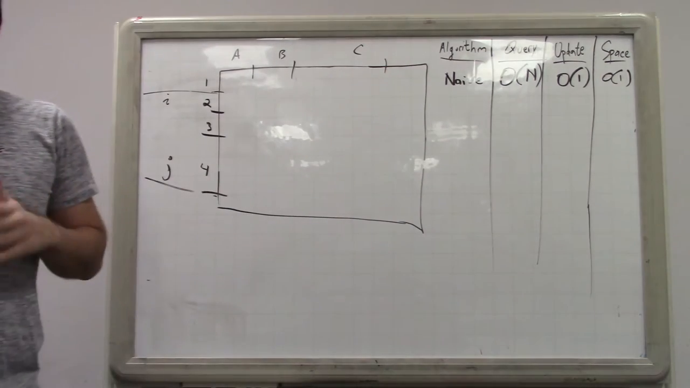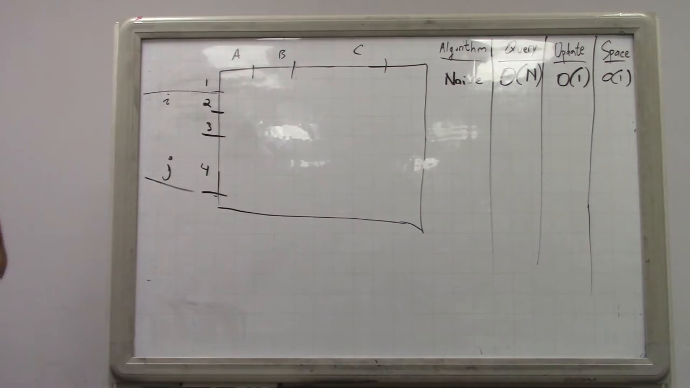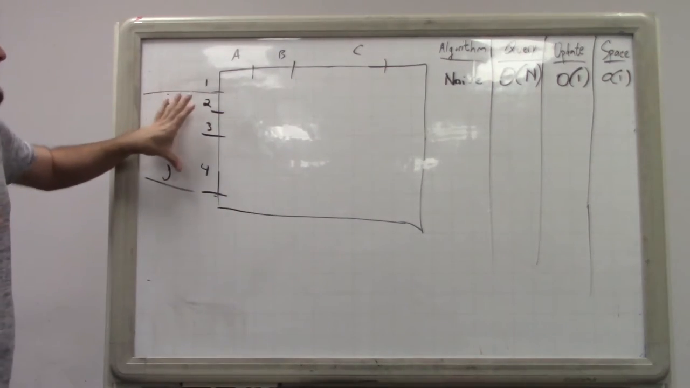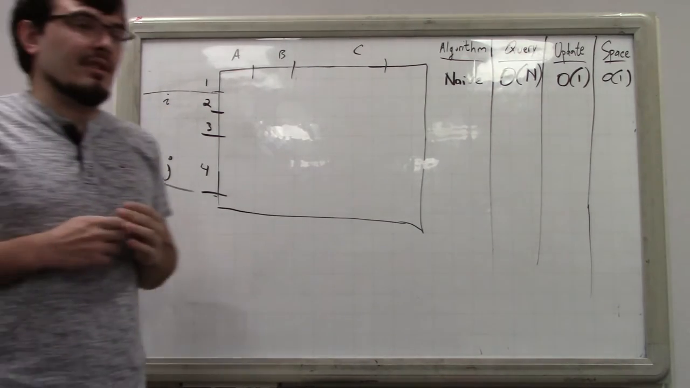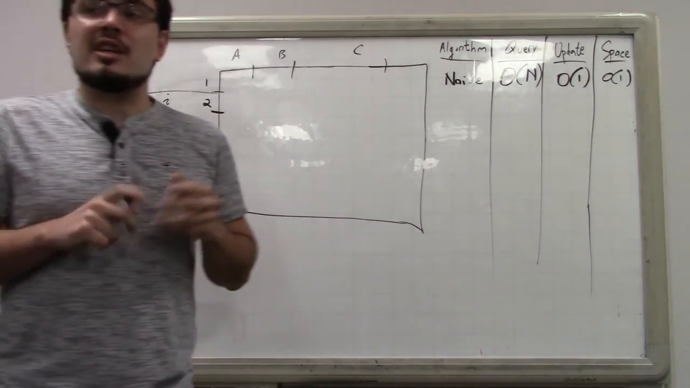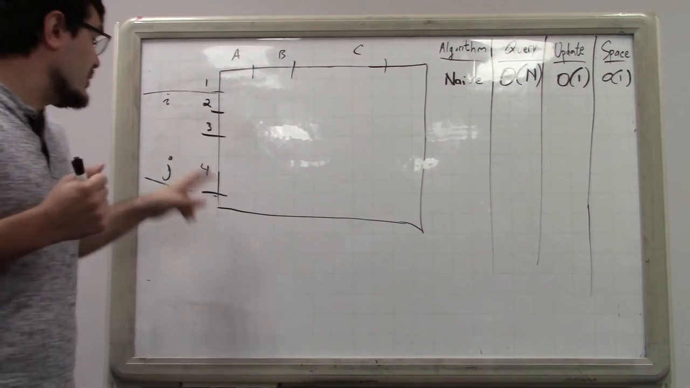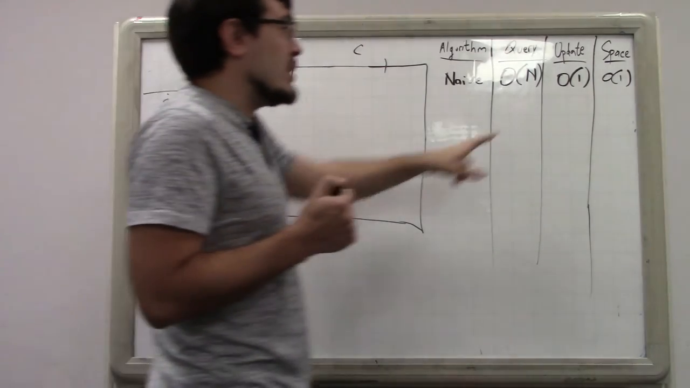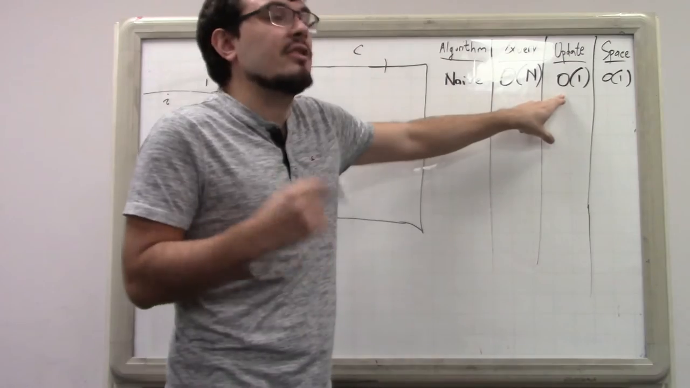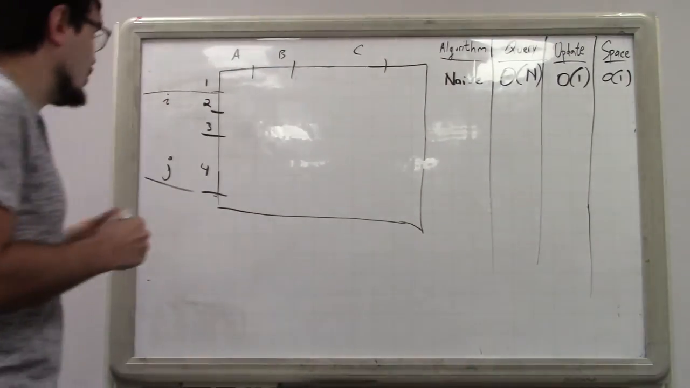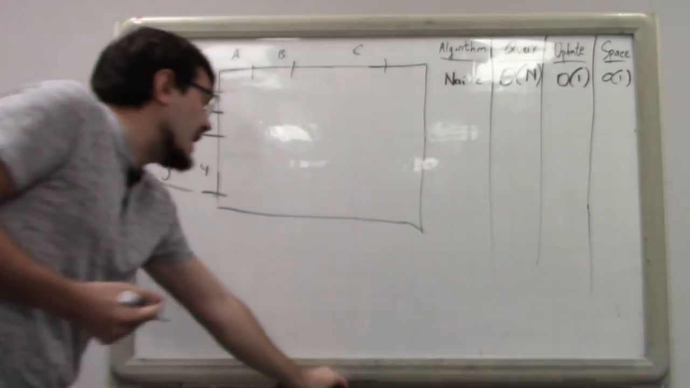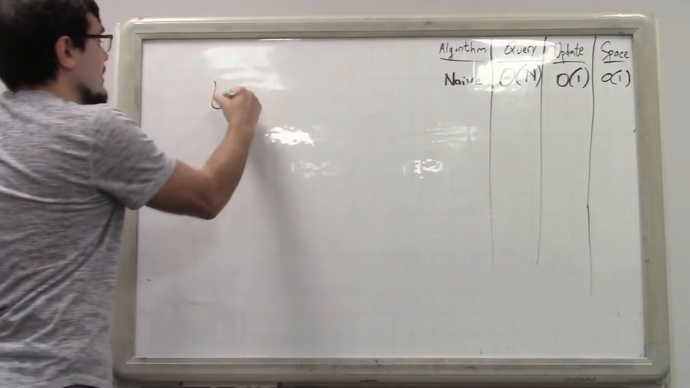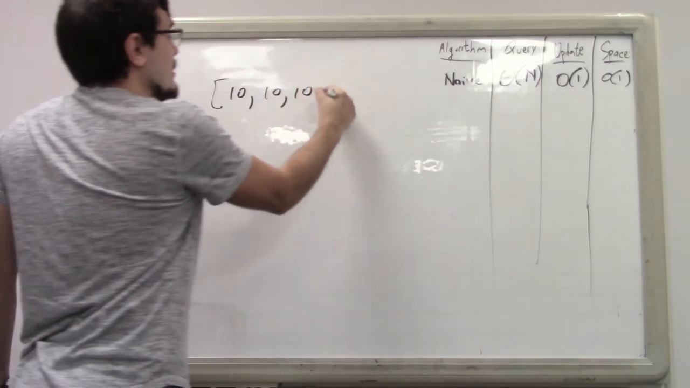But in this problem, you're allowed to pre-process the array. You're given the initial array sizes, and you're allowed to pre-process it, but after this pre-processing, the user may still change rows one at a time, and they may also issue a number of queries interspersed and interleaved with the updates. So for example, you may start with all the rows having size 10. Maybe you start with an array that looks like this: you have five rows and they're all size 10.